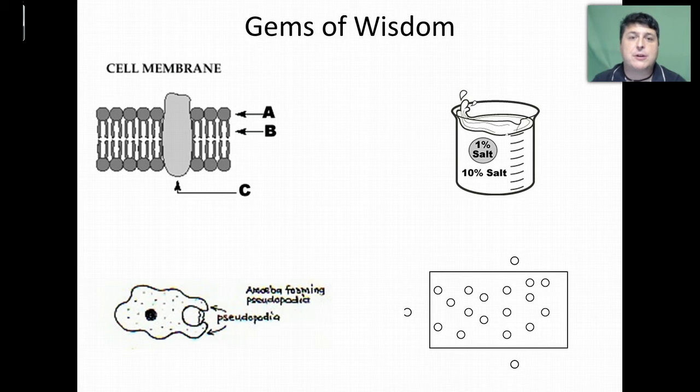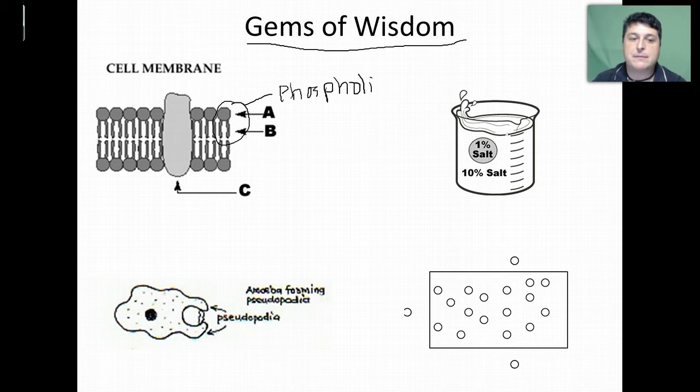So first thing we want to do is, of course, turn to our Gems of Wisdom page, and we're going to address some of the major things that seem to show up on our quiz. So the first item from our gems that I wanted to talk about is the structure of the cell membrane. The primary molecule which makes up the cell membrane is going to be our phospholipids.